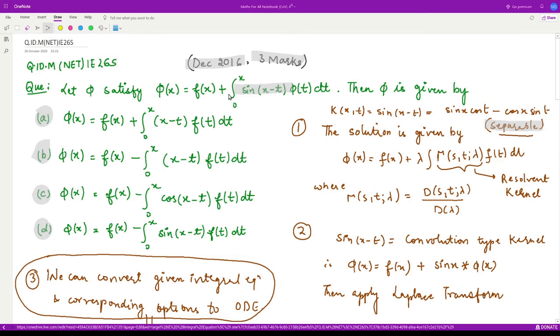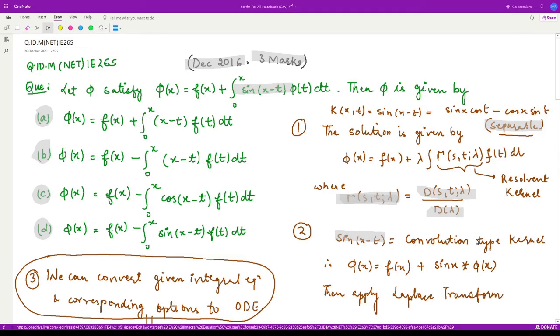That means the solution for this equation could be given in this form: phi of x is equal to f of x plus lambda, where lambda is given to be plus 1 in this question, times the integration of the resolvent kernel times f(t) dt. What is this resolvent kernel? It is given by D(s, t; lambda) divided by D(lambda). So for that you need to calculate the determinant of this matrix and this matrix and then divide both to get the resolvent kernel.